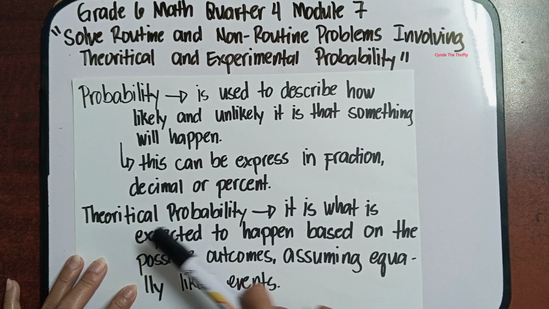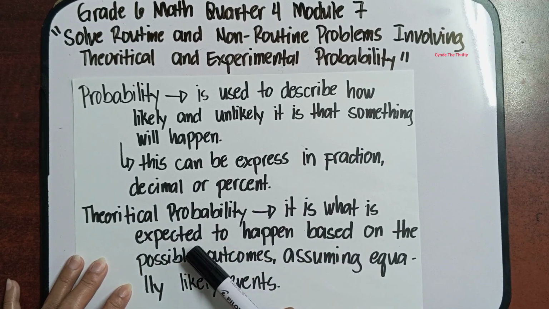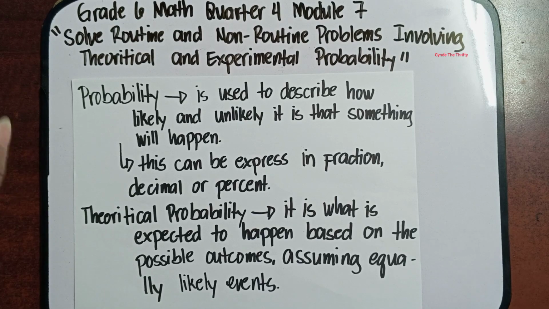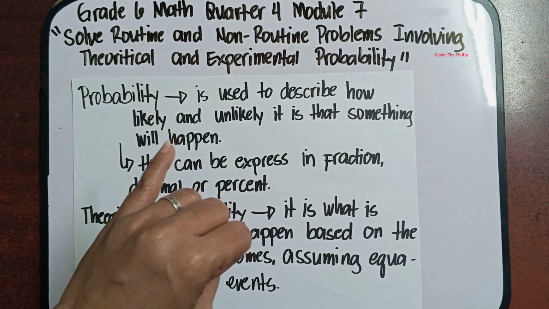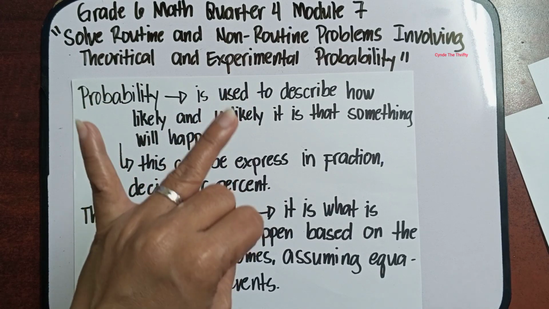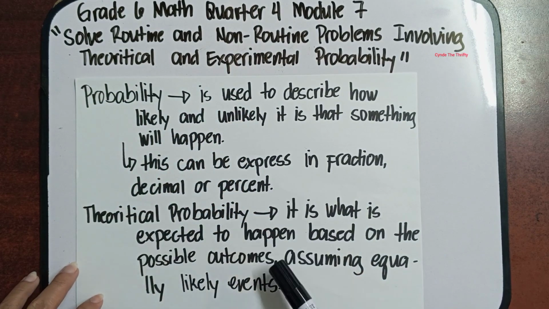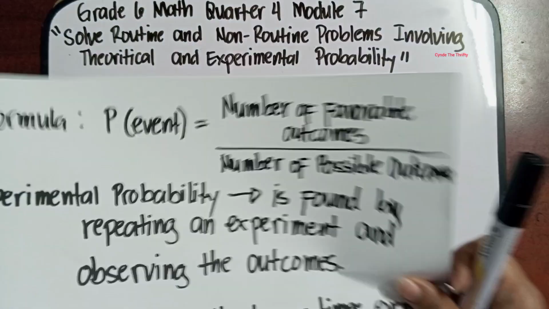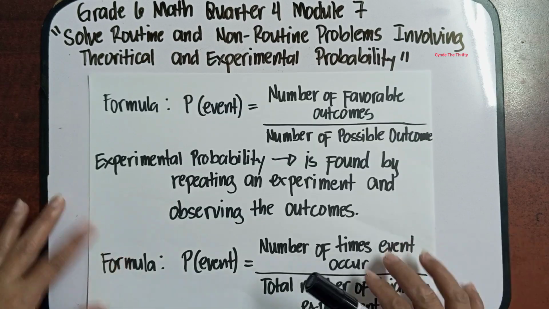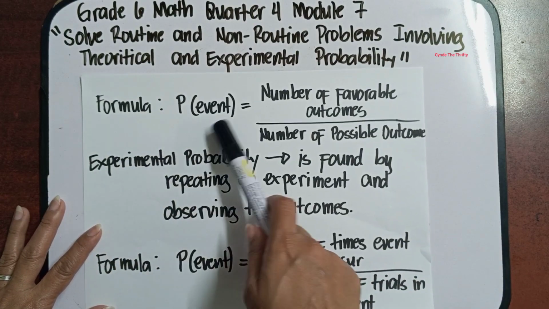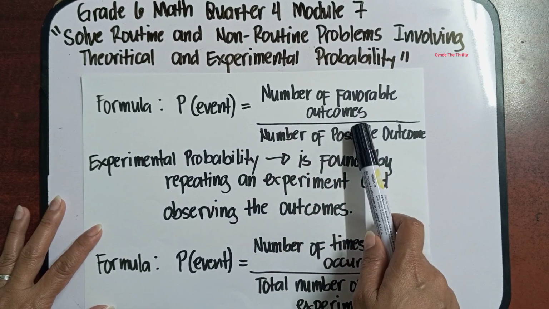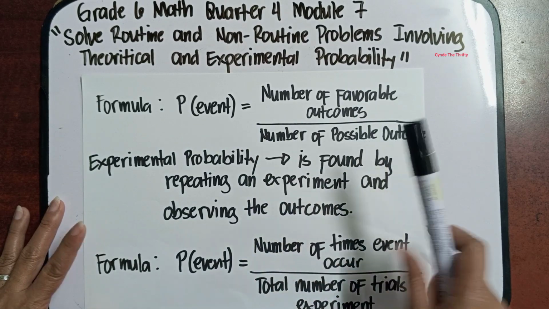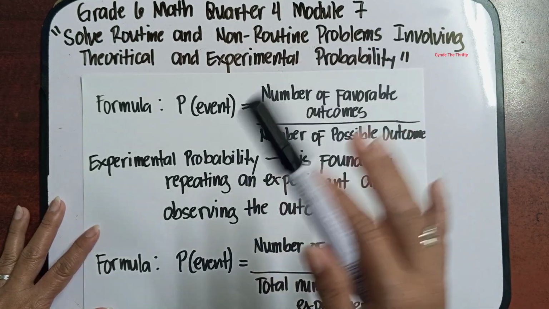Ano naman yung theoretical probability? It is what is expected to happen based on the possible outcomes, assuming equally likely events. So, meron tayong dalawang probability. Ang first is theoretical probability at ang pangalawa is experimental probability. Ang theoretical probability, it is based on the possible outcomes at meron siyang formula. Probability of event is equal to number of favorable outcomes divided by the number of possible outcomes. Napag-aralan na natin ito sa mga previous lesson natin.